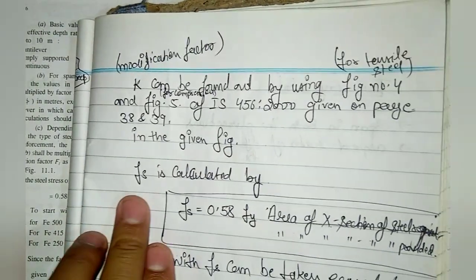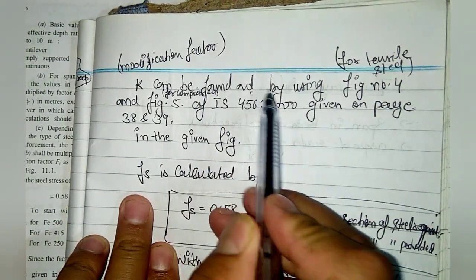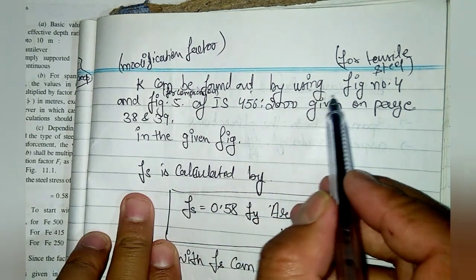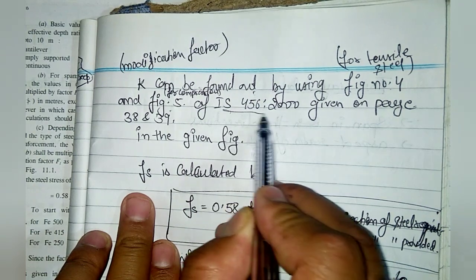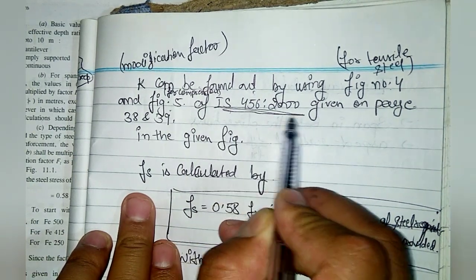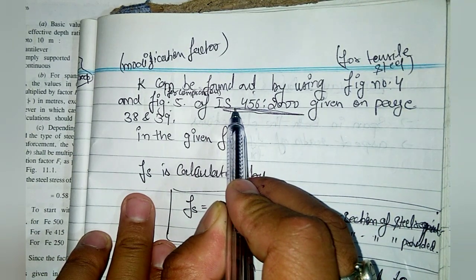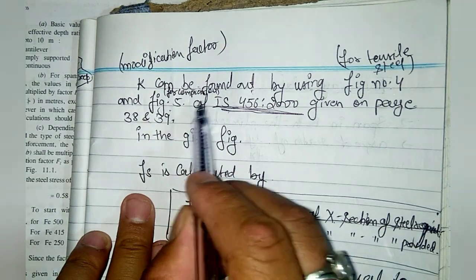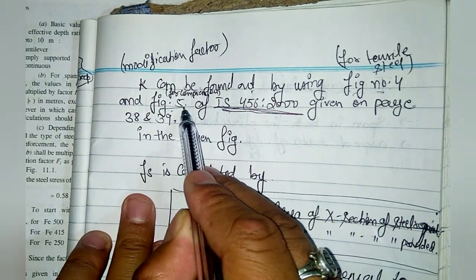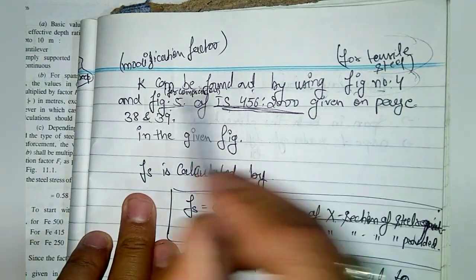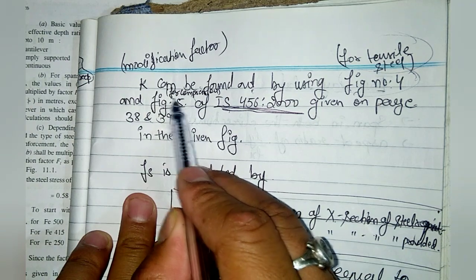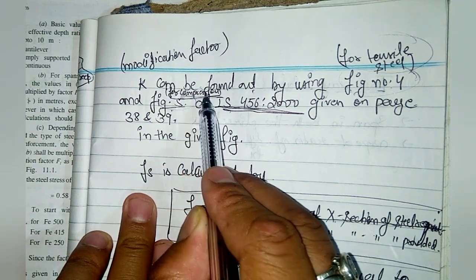Now we'll see this modification factor, which is K. It can be found using figure number 4 and figure number 5 of IS 456:2000, at page numbers 38 and 39. Figure number 4 is for tensile steel, and figure number 5 is for compression steel.